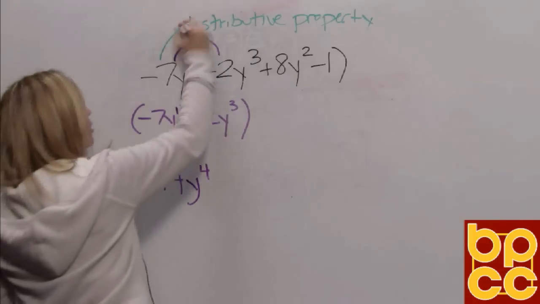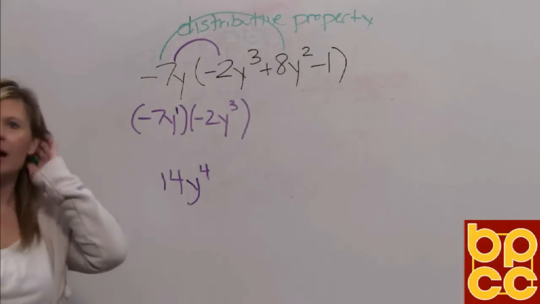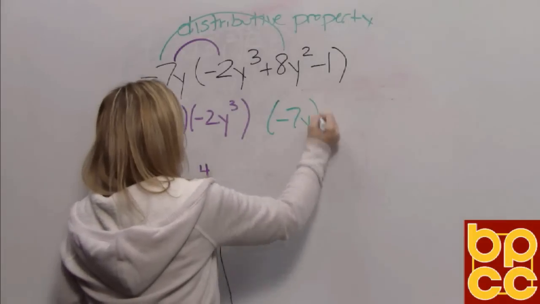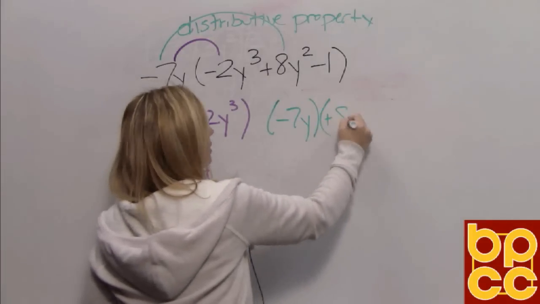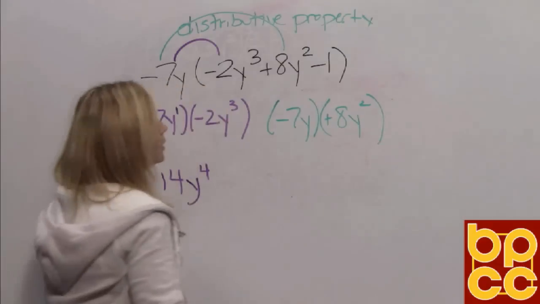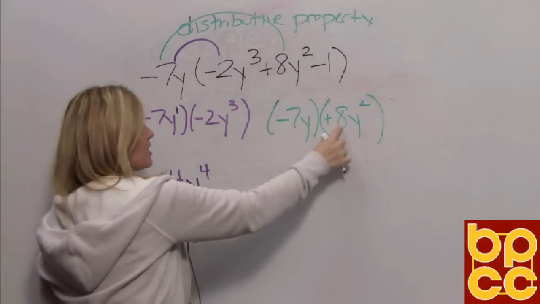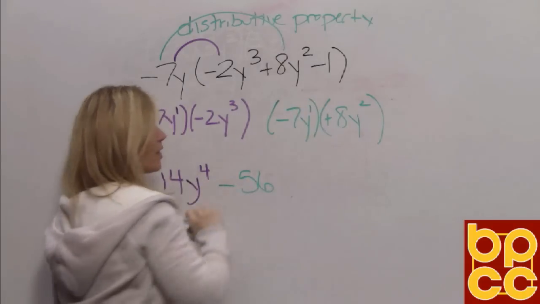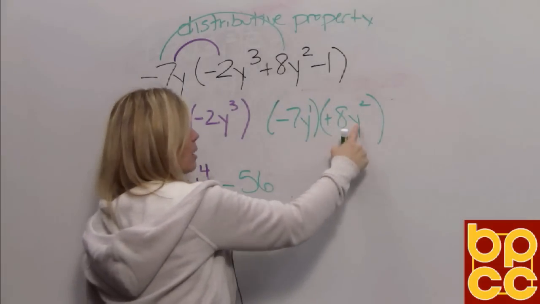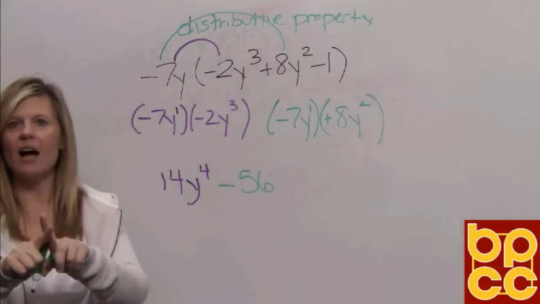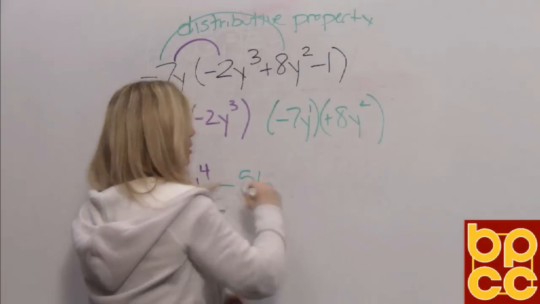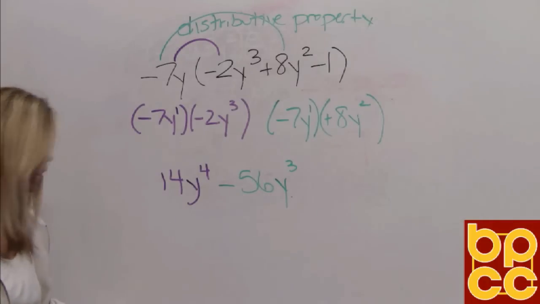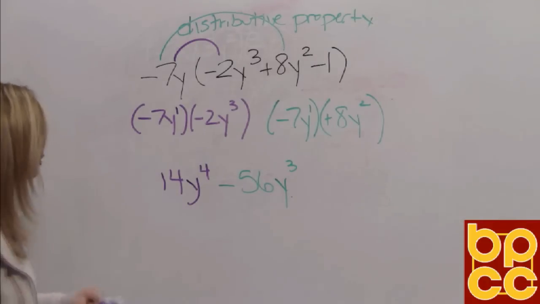So now we got to take our negative 7y and multiply it to our 8y squared. So again, we're going to multiply negative 7y, and that's a positive 8y squared. Coefficients, negative 7 times 8, negative 56. Y is y to the first. Y to the first times y squared. We're multiplying variables. We add exponents. 1 and 2 makes y cubed. But we're not done. We still have to distribute it more.